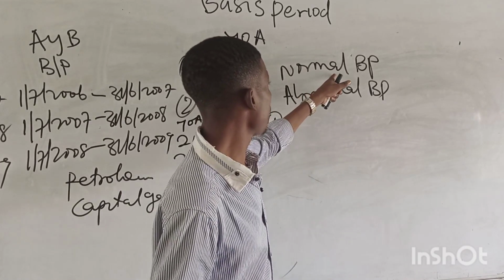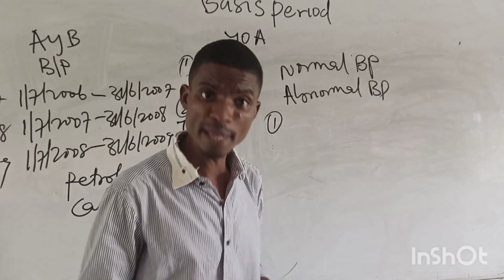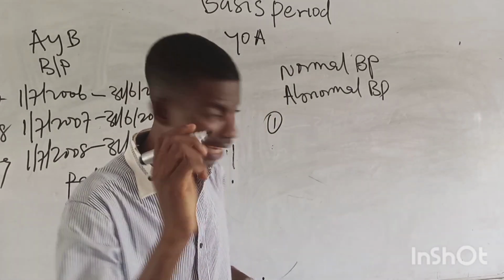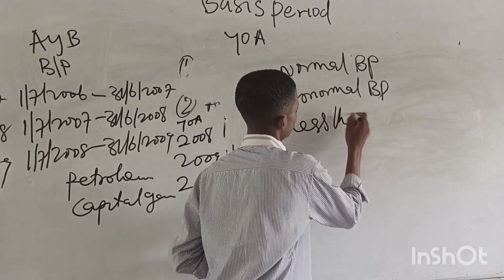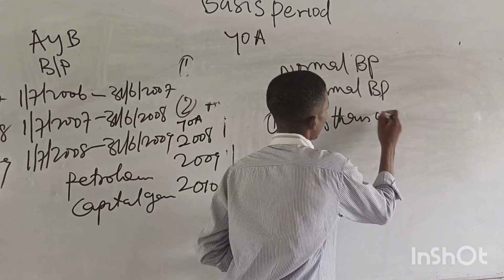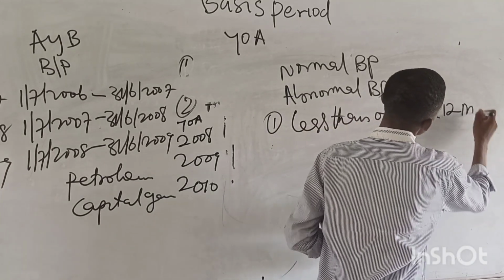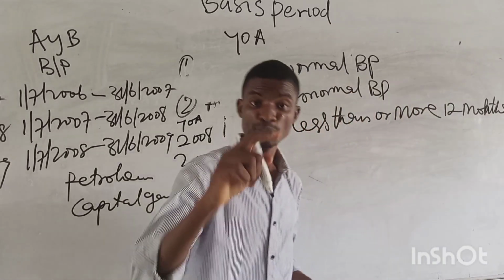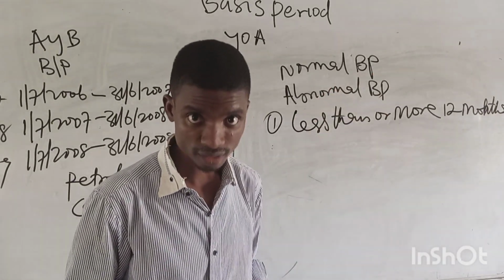The rule under normal basis period, or the features of normal basis period, is that the basis period must not be less than or more than 12 calendar months. It must be 12 months. That's one of the features of normal basis period.